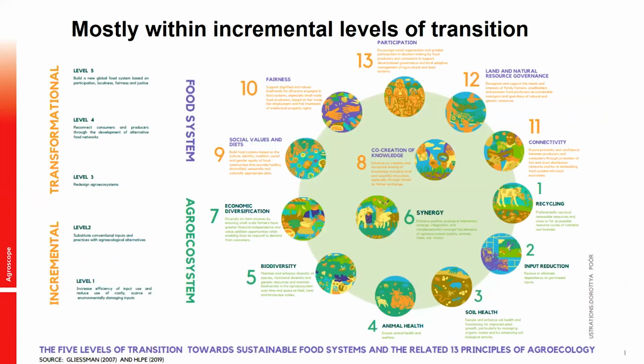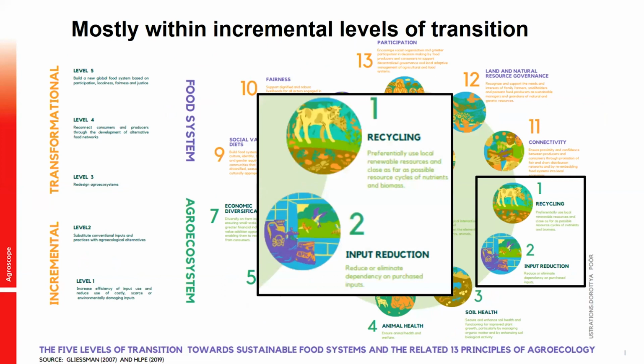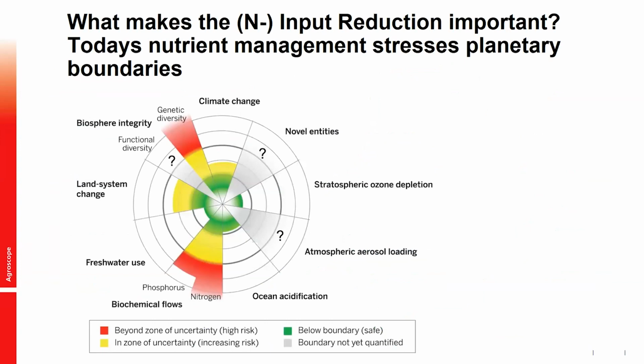You have seen the levels of transition towards a more sustainable food system. In my talk, I will focus mainly on recycling and input reduction, being two of them, and our work is mainly focusing from level 1 to level 3. To stay in time, let's jump into the topic. I arrange my talk on the questions I was given, and it will not focus on the global scale, but rather on Switzerland, as the title said in the beginning.